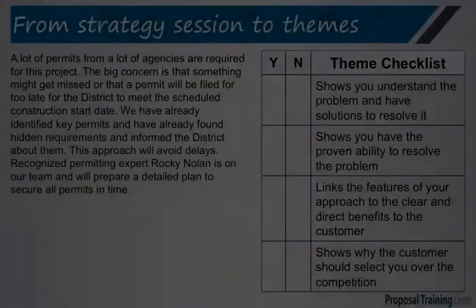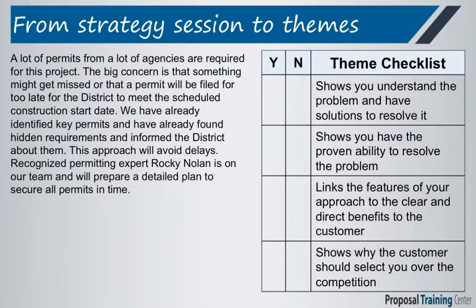Now, the third draft was a lot better. It has a better statement of the problem. Many permits are required, and the district's concerned about that. But it's still highlighting hidden permits, and the words "avoids delays" loses the specificity of construction deadline. It does state that Rocky is recognized, but that's weak. Why should that matter to the evaluators? So, no, it really doesn't meet the criteria.